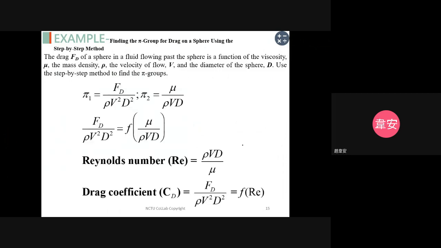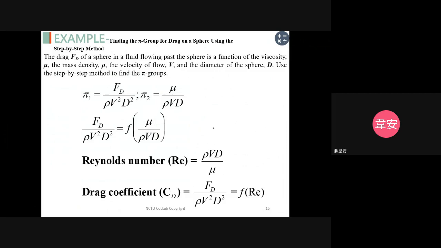So the slide just summarizes the result here. Pi 1 is what we call the drag coefficient, and pi 2 indicates the Reynolds number.